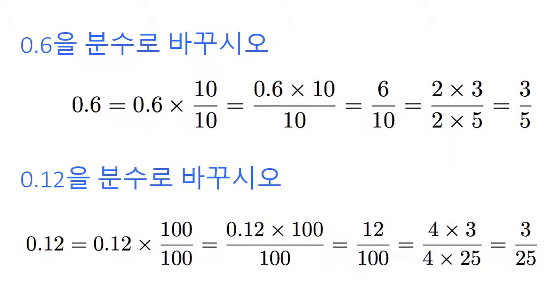So we're going to multiply 0.6 times 10 over 10. This gets us 6 over 10, and we reduce this fraction to 3 over 5.